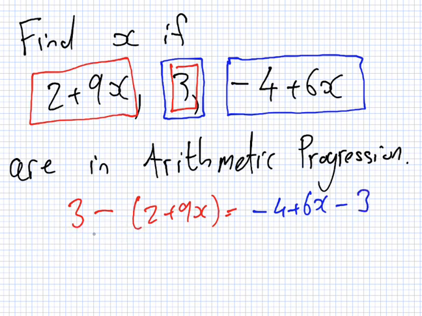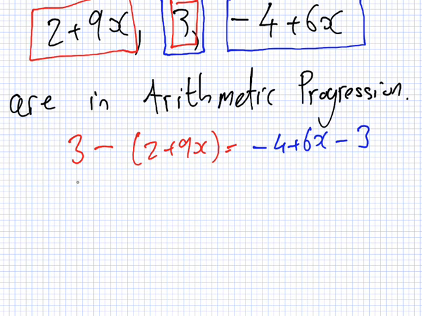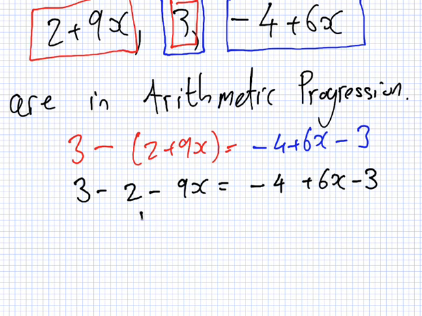So if this is equal to d and this is equal to d, then they should be equal to each other, because they're both d. So you get 3 minus 2 minus 9x equals minus 4 plus 6x minus 3. 1 minus 9x equals minus 7 plus 6x. So 8 equals 15x.